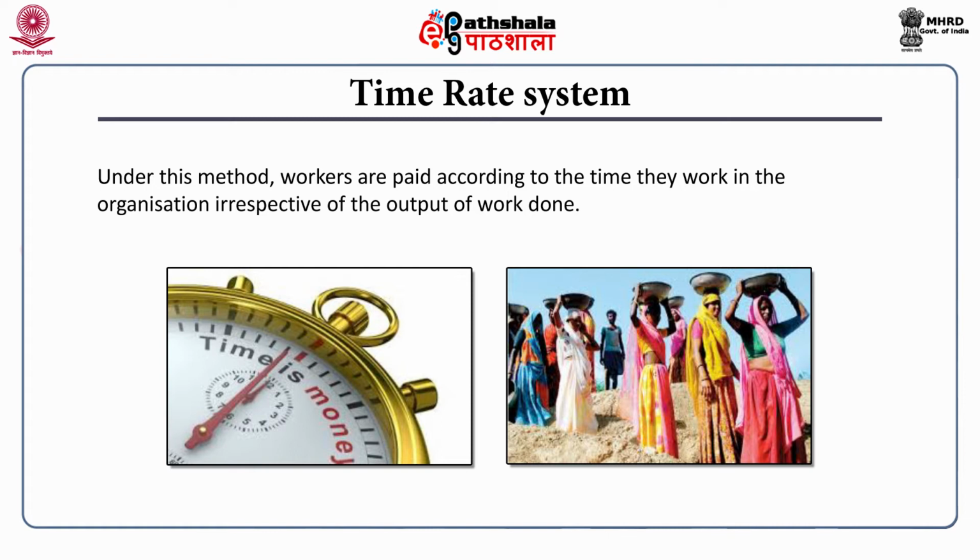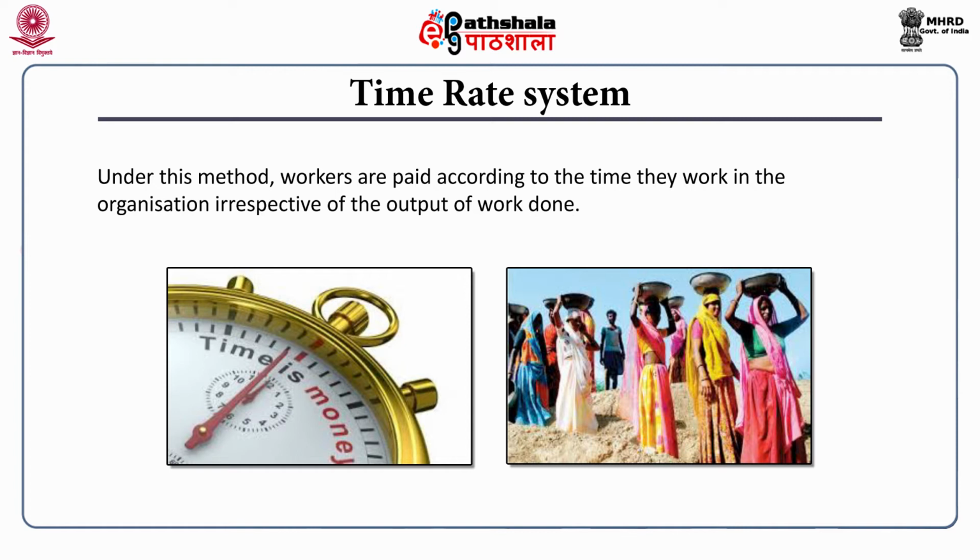In this system, no consideration is given to the quantity or quality of work done by the worker. The factory supervisor has to ensure that there is no wastage of time on the part of the worker and the quality of goods is also maintained. Under this method, wages are calculated with a formula: total wages equal T into R_S. T stands for time spent and R_S is the standard rate of pay.